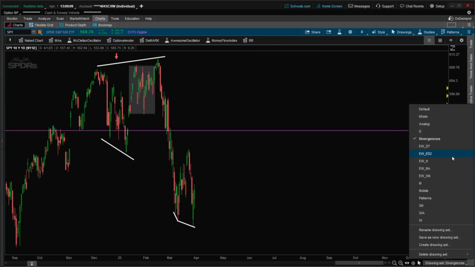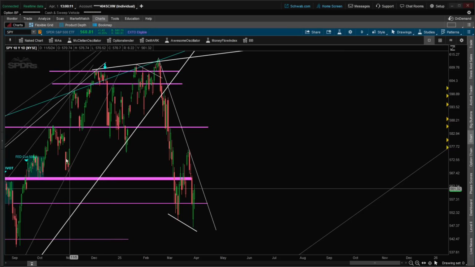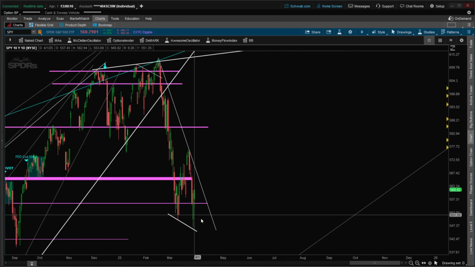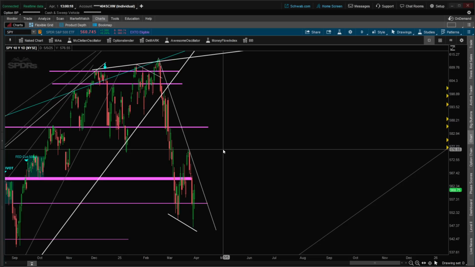So changing boards. Here's your bearish rising wedge. We broke down from that. We're forming a bullish falling wedge. I'm looking for the breakout.